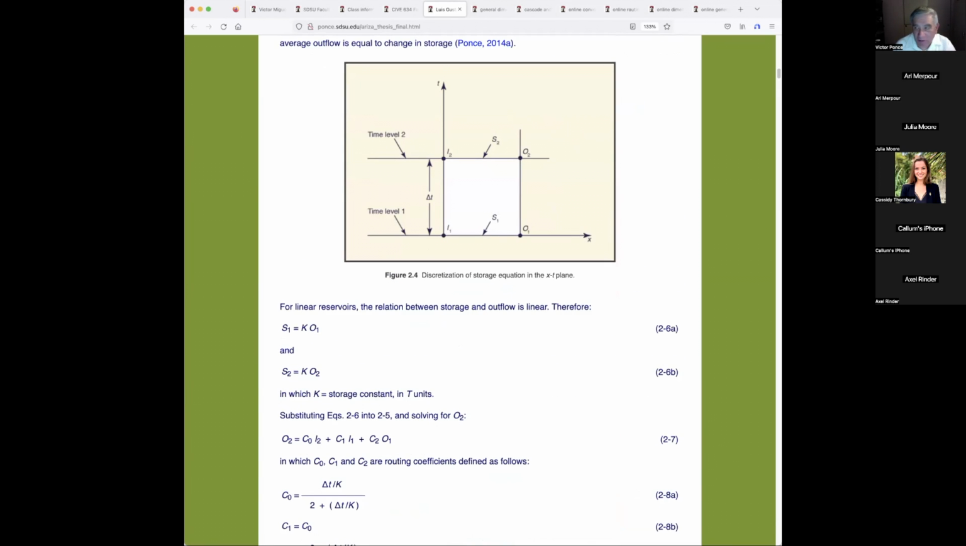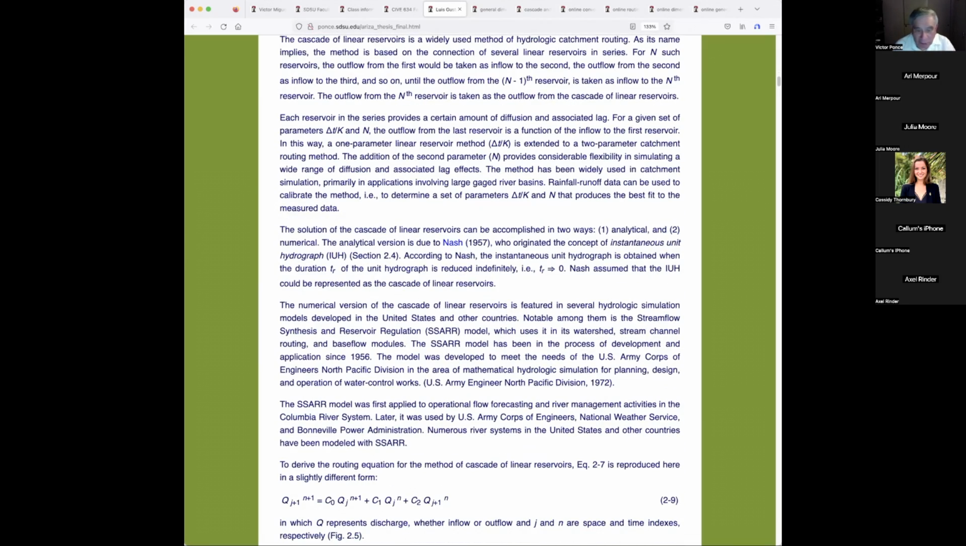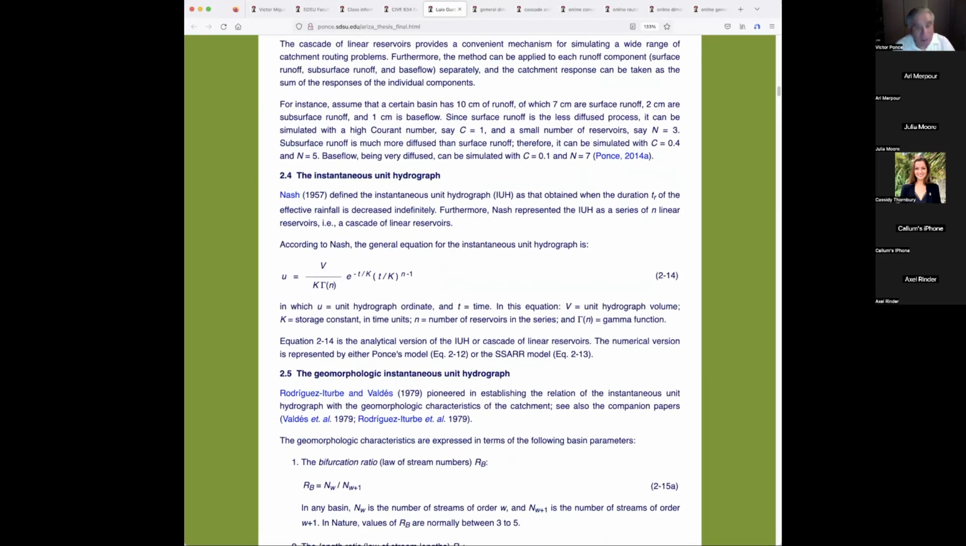As a matter of fact, these figures are from my book. Linear reservoir routing coefficient, that's in my book also. Okay, likewise, everything else. The instantaneous unit hydrograph. Here, I'm going to stop in here to tell a story. The famous or infamous instantaneous unit hydrograph.